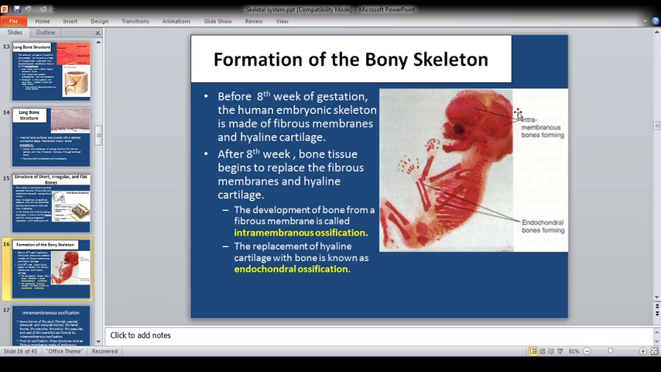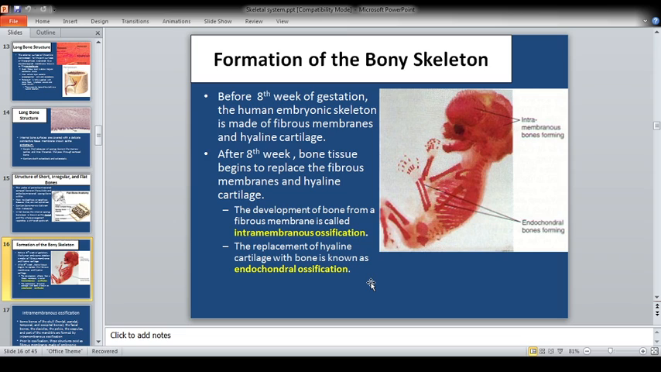Now let's look at the formation of the bony skeleton. What happens is, before 8 weeks of gestation, the human embryonic skeleton is made up of fibrous membranes and hyaline cartilage. After the 8th week, bone tissue begins to replace the fibrous membrane and the hyaline cartilage. The development of bone from a fibrous membrane is known as intramembranous ossification, whereas the replacement of hyaline cartilage with bone is known as endochondral ossification. But my previous lecture is uploaded on YouTube. You can watch it. You can take the slides from your fellows, and we've talked about this in particular detail over there. So I'm not going to delve into more detail of this.